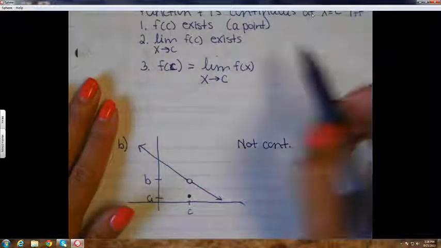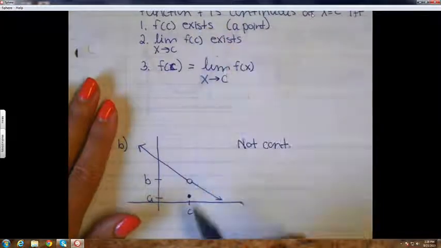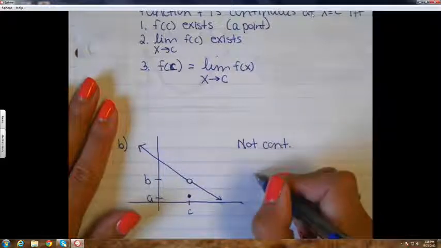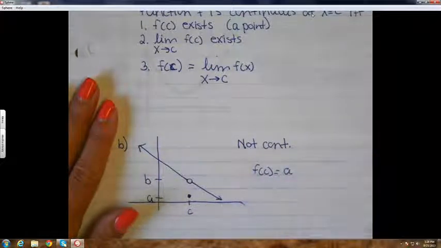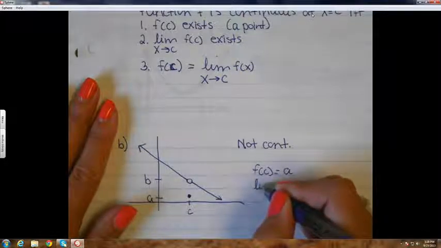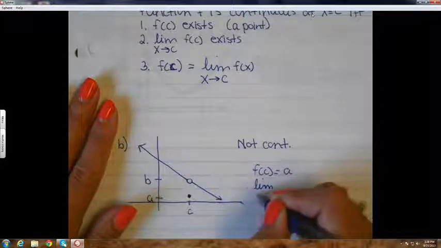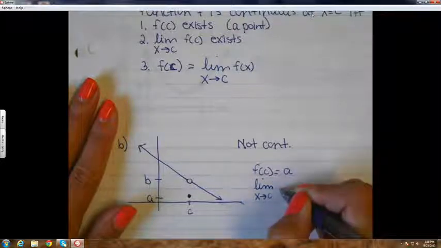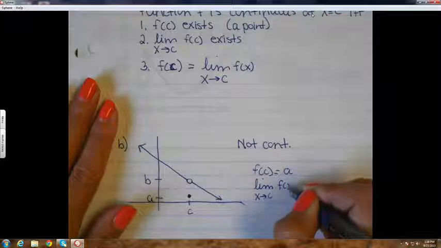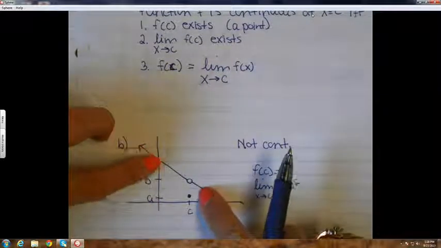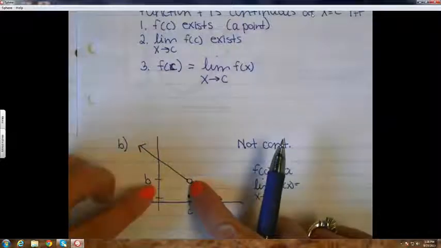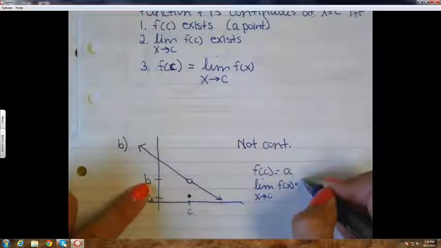Does f of c exist? Yeah, it's right there. F of c equals a, the y value. That's the point on the graph. Does the limit exist? Does the limit as x approaches c of my function exist? Where are my fingers coming together as I approach c? Oh, they're coming together at b. So I'm 2 for 2.